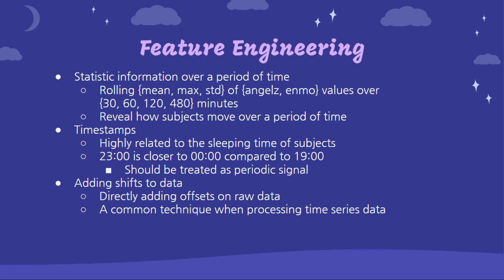Second, since we usually fall asleep around a certain time, but directly treating the hour and minute as numeric data may lose some information. For example, 11 p.m. is closer to midnight compared to 7 p.m. But if we treat hour as numeric data, we will find that 23 minus 0 is larger than 19 minus 0, which is wrong. So to interpret the timestamp, we should convert them into periodic signals, and it can be done by taking sine or cosine of the hour and minute of timestamps.